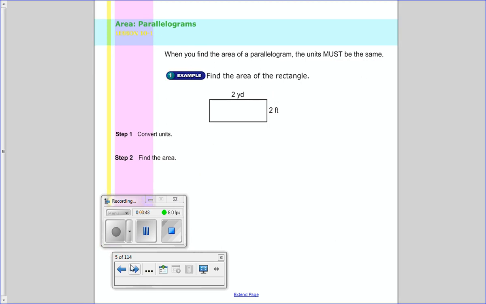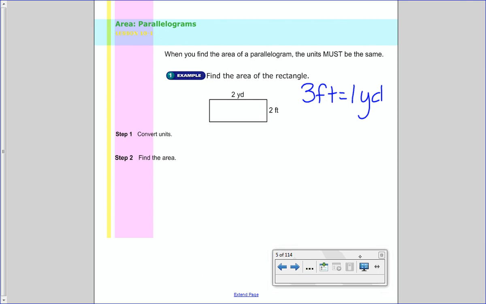Let's try another. Again, make sure your units are the same and find this area. I'm going to have you do this one, but I'm going to give you this hint. I know there are 3 feet per yard. So now it's your turn. Go ahead and convert the units, and when you're all done, come back and check the answer. So go ahead and pause me now.